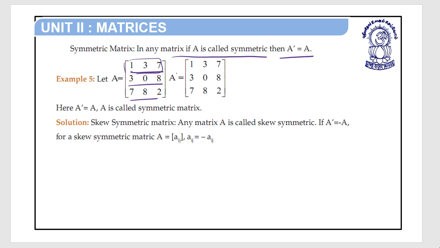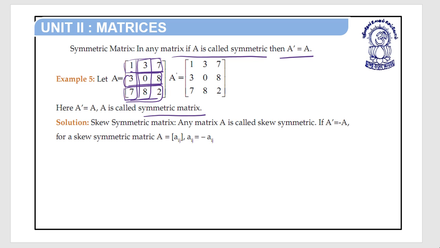First row and column 1, 3, 7 and 1, 3, 7. Both are the same. Second row, 3, 0, 8, and column is 3, 0, 8. Third row, 7, 8, 2, and column is 7, 8, 2. So A is equal to A dash is called a symmetric matrix.